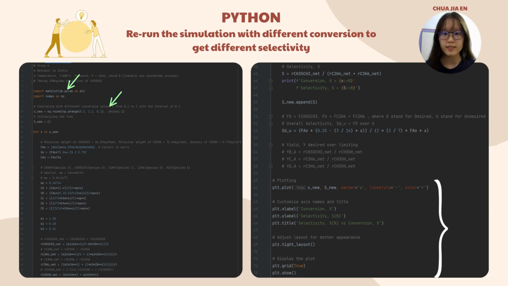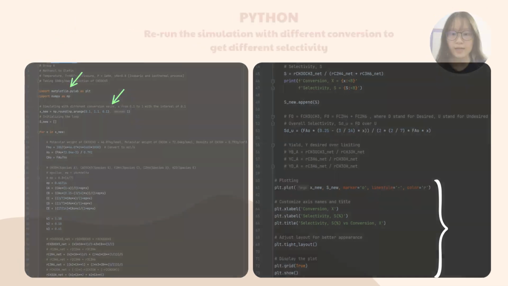to get different selectivity. To begin our Python coding, we need to use some pre-built modules. For example, we import pylab from the matplotlib library as plt to generate insightful graphs. Next, we import NumPy as np, a numerical computing library that empowers us with advanced capabilities for efficient data manipulation and analysis. The coding at the bottom right is used for the graph plotting, where we need the coding for the X and Y axis, the title, the color, the marker, the grid, and so on.